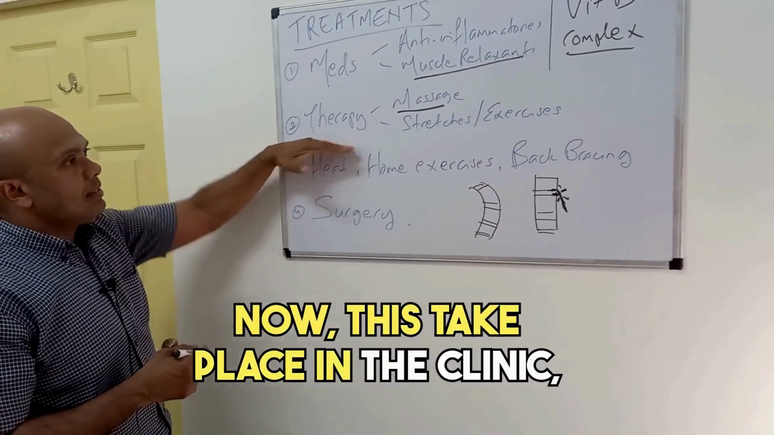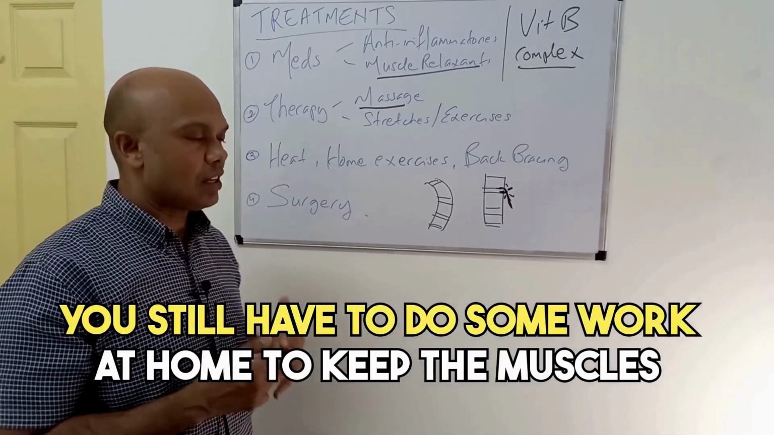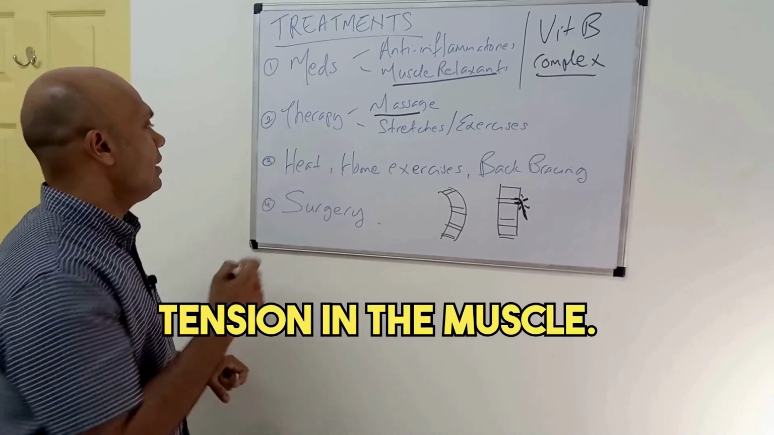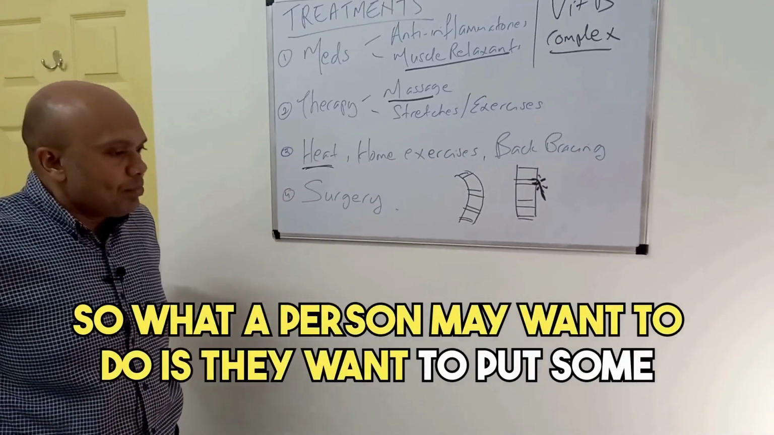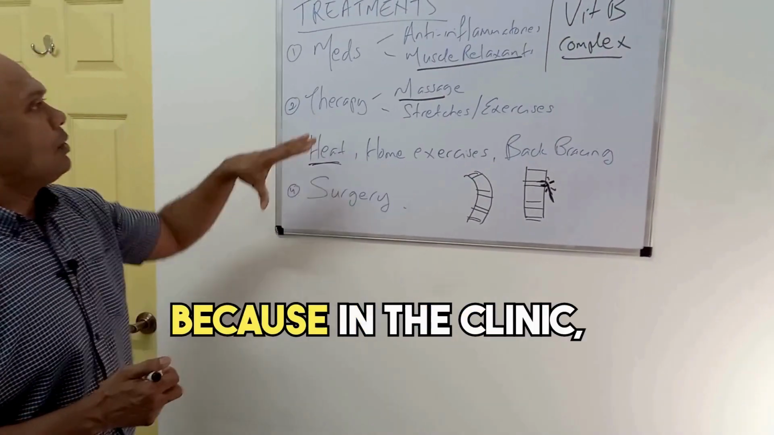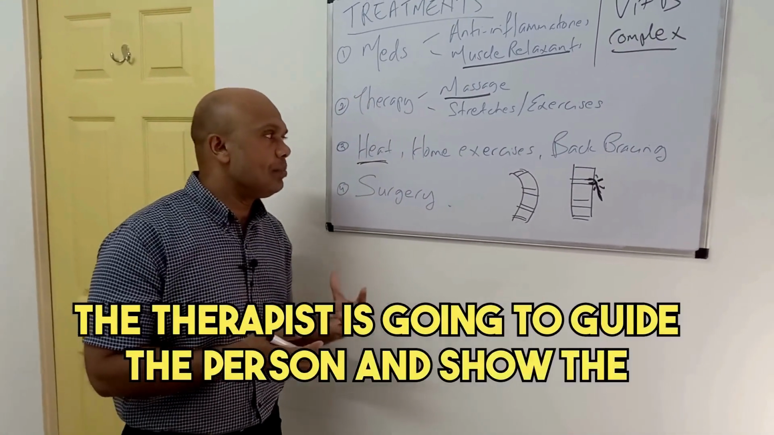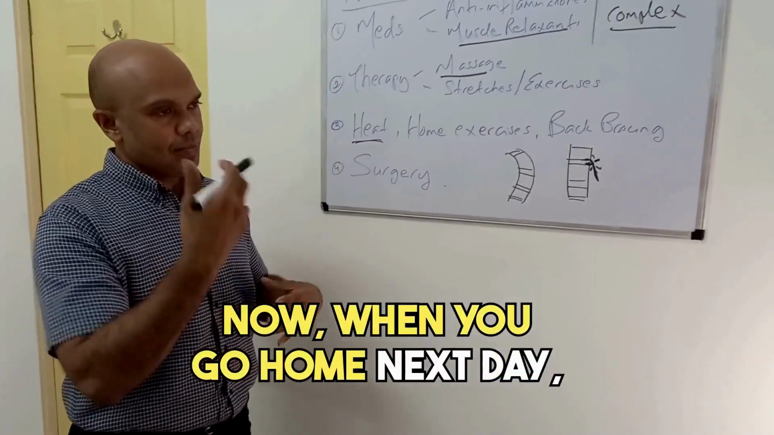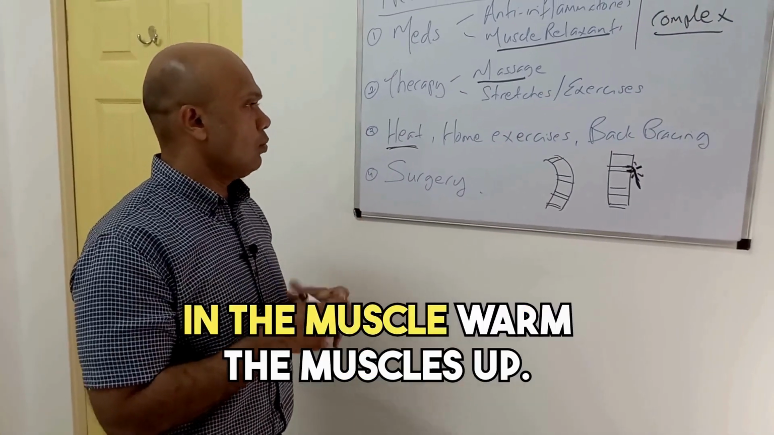Now, this takes place in the clinic, but when you leave a clinic session, you still have to do some work at home to keep the muscles a bit more supple and help reduce the tension in the muscle. Heat is helpful, okay? A person may want to put some gentle heat on the back before they do their home routine. In the clinic, the therapist is going to guide the person and show them the type of exercises they should be doing. Now, when you go home the next day, some heat can help to reduce the tension in the muscle and warm the muscles up.